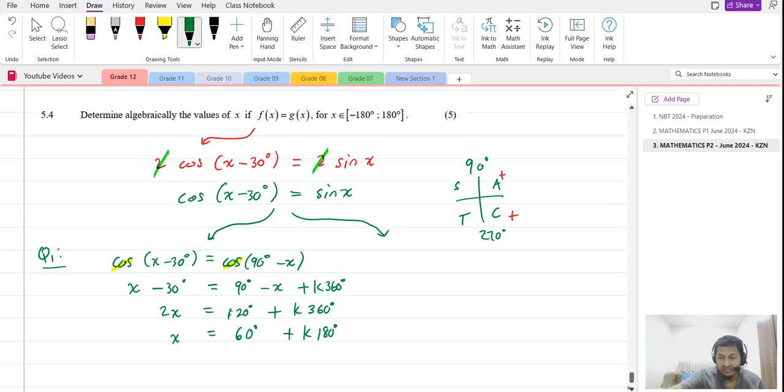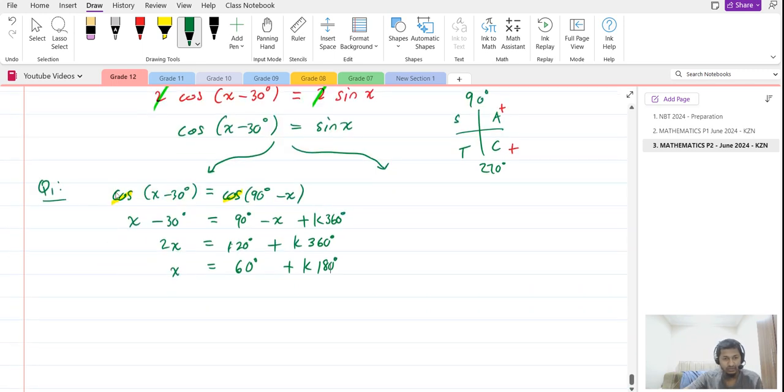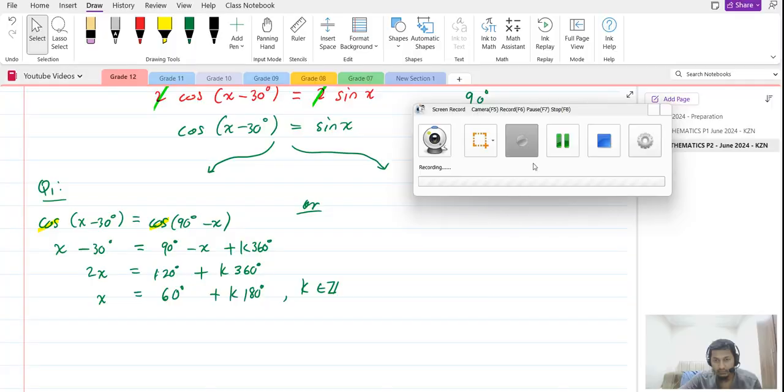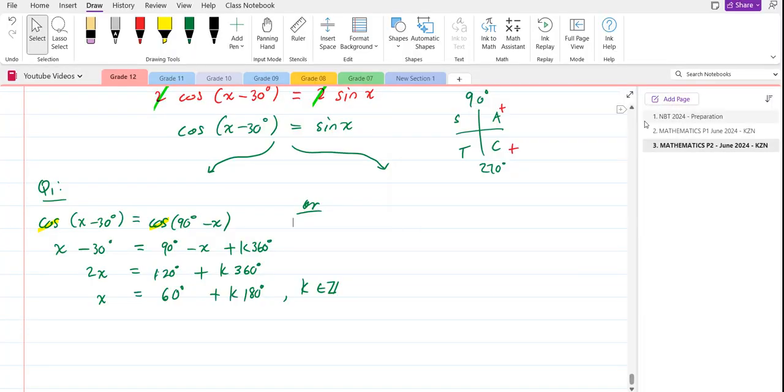Right, so that's the quadrant 1 solution. Let's just put it here. Remember to write K is an element of Z. Or we can write cos of x minus 30 degrees is equal to cos of 270 plus x.